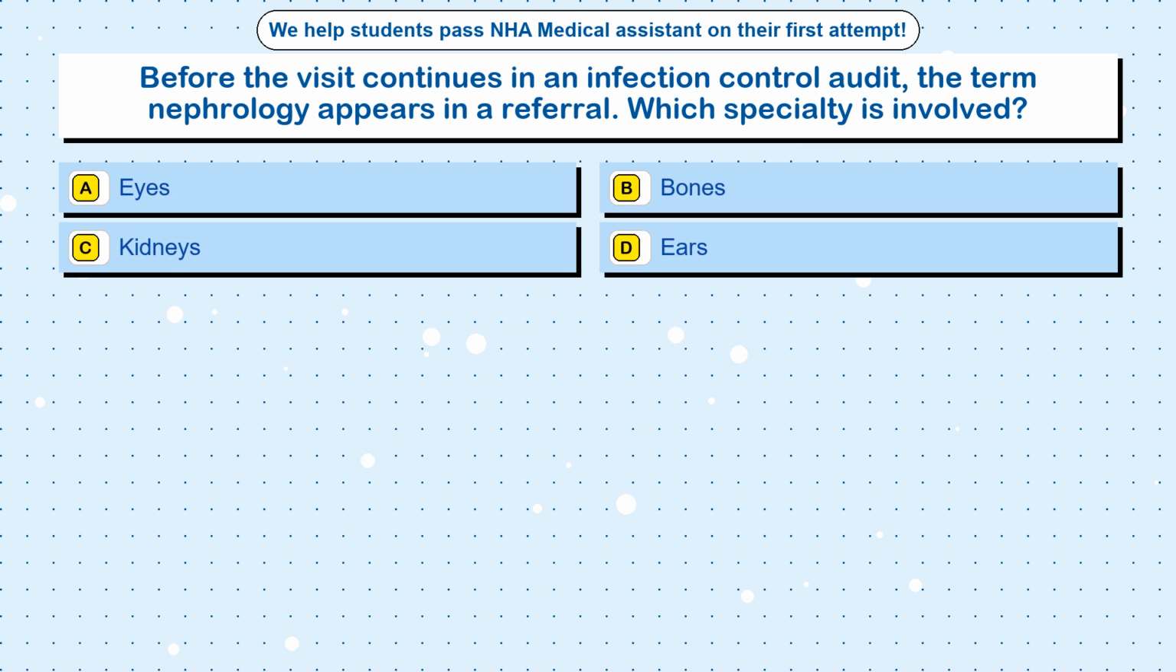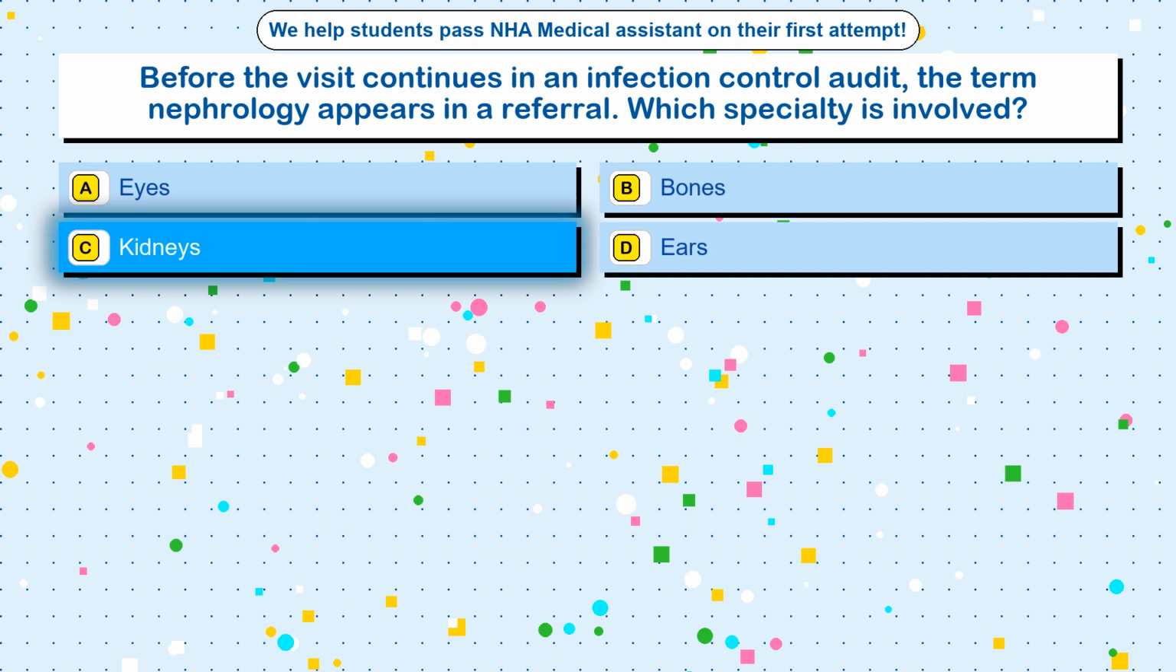Question 63. Before the visit continues in an infection control audit, the term nephrology appears in a referral. Which specialty is involved? Option A. Eyes. Option B. Bones. Option C. Kidneys. Option D. Ears. The correct answer is option C.